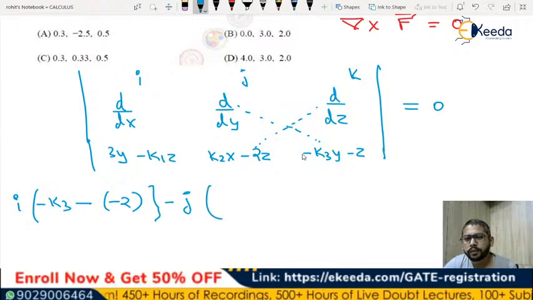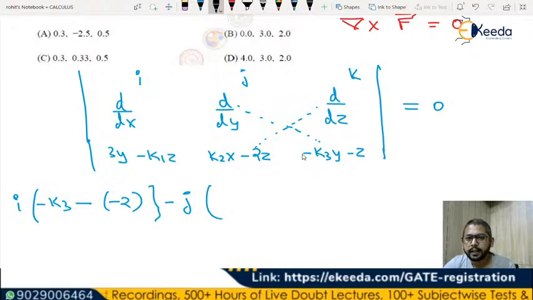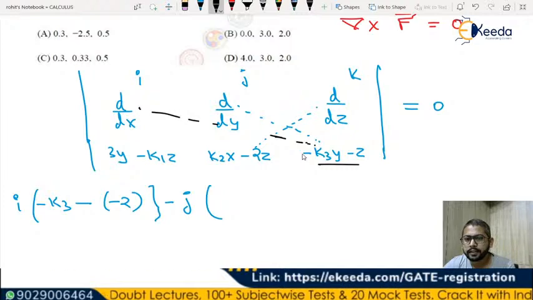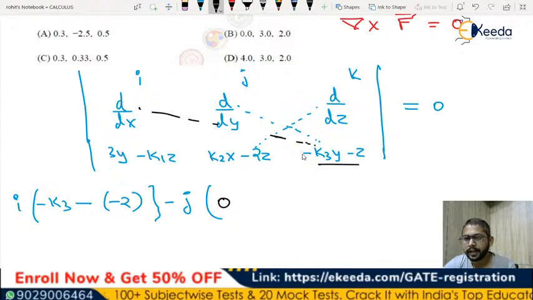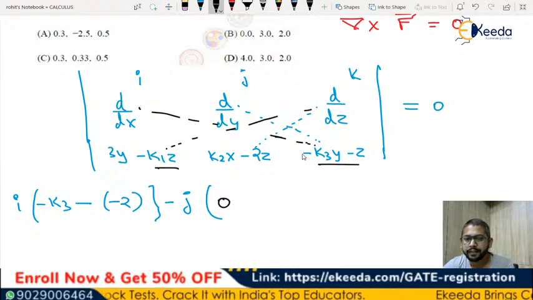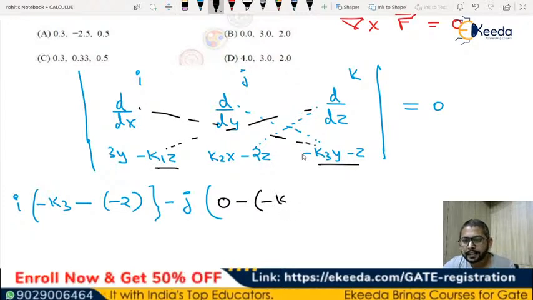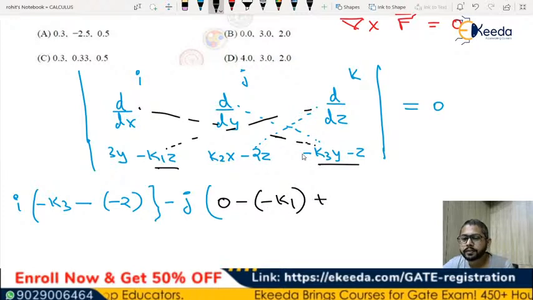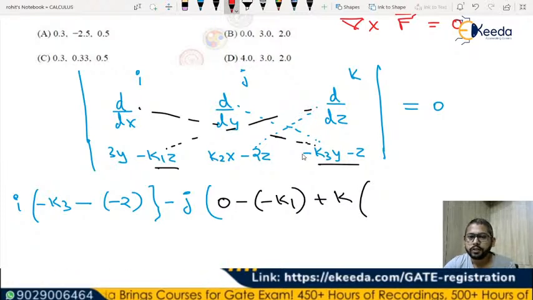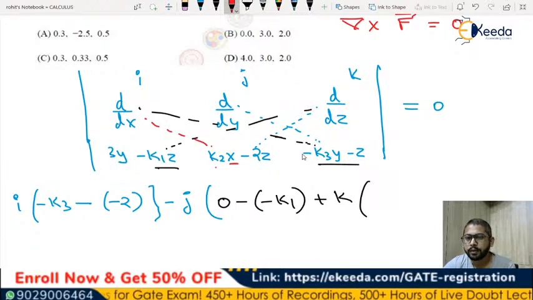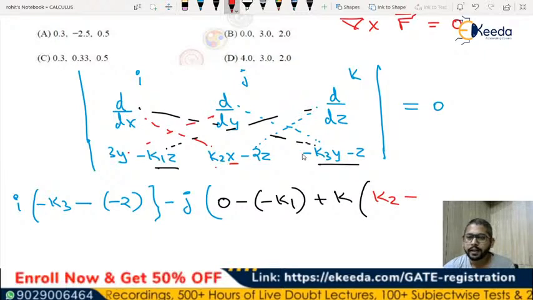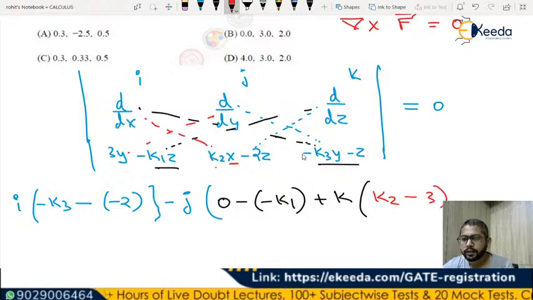Minus j times of, for j, dx of this term. So there are no terms in terms of x, so I'm writing it 0, and dz of this term. So there's one term in terms of z. This is minus of minus k1 plus k times of k. So dx of this term, so there is one term of x which is k2, minus of dy. So minus of 3 should be 0.